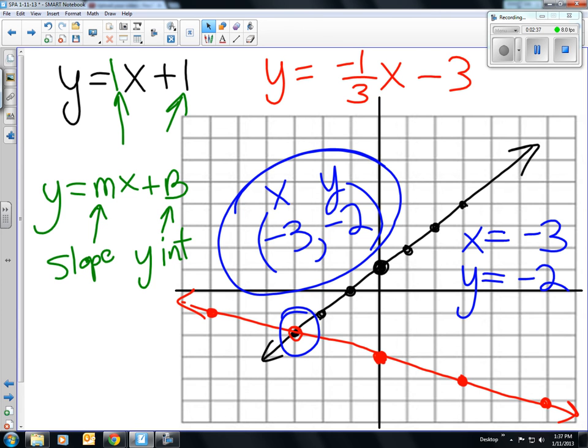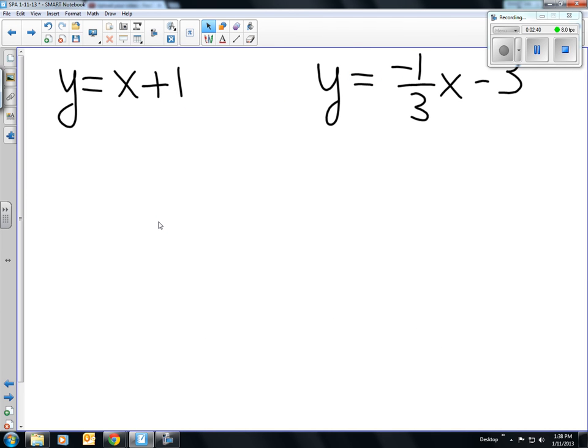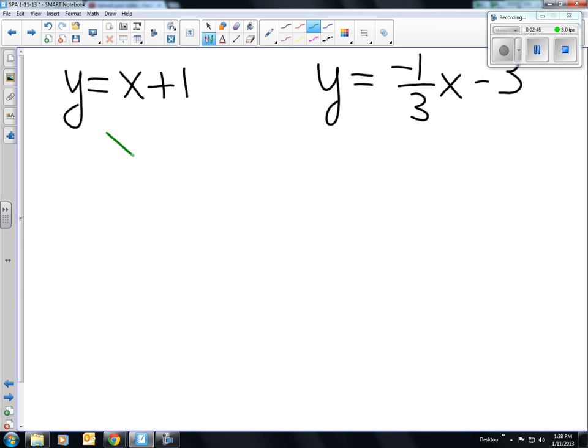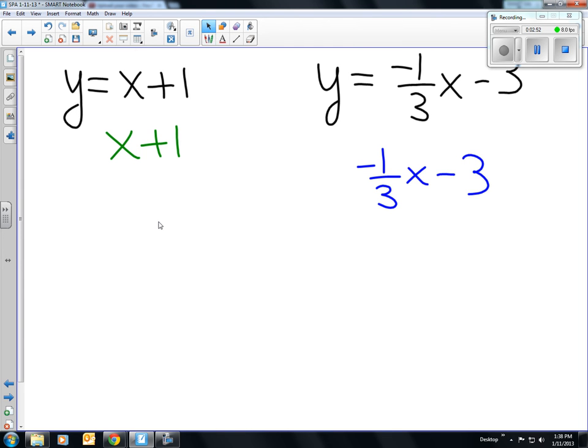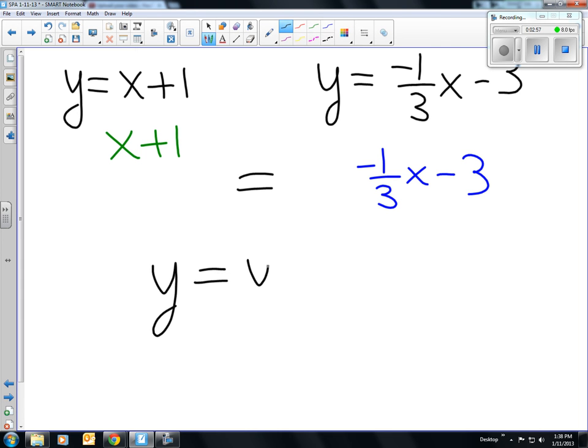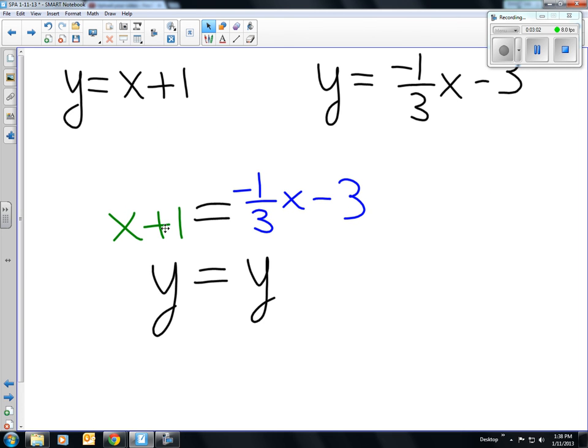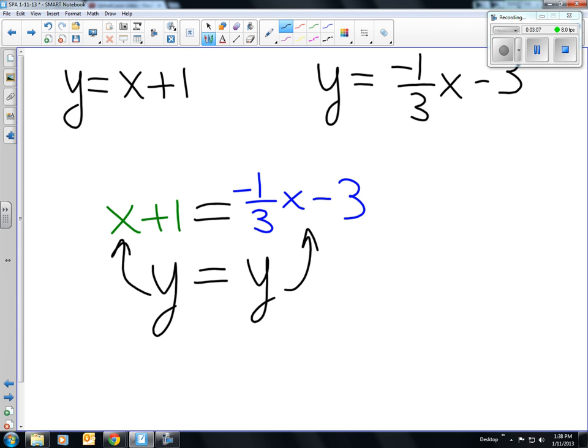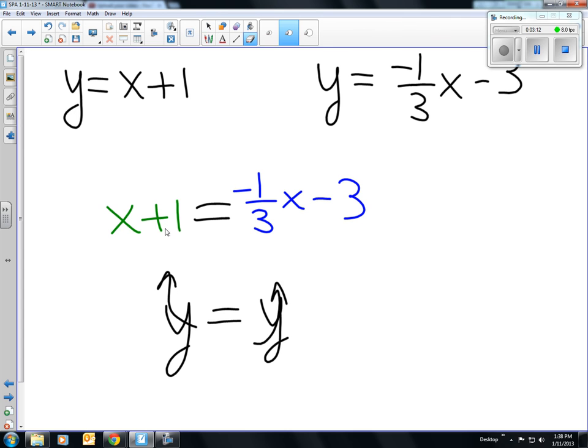You could also solve that one by substitution. Essentially what you would do is say, okay, since I know y is equal to x plus 1, and I also know that y is equal to -1/3 x minus 3, then you can take those two things and set them equal to each other, just like y has to be equal to y. Really all you're doing is replacing y with what you know it's equal to. So the two quantities are equal to each other. And then you would solve that equation for x.